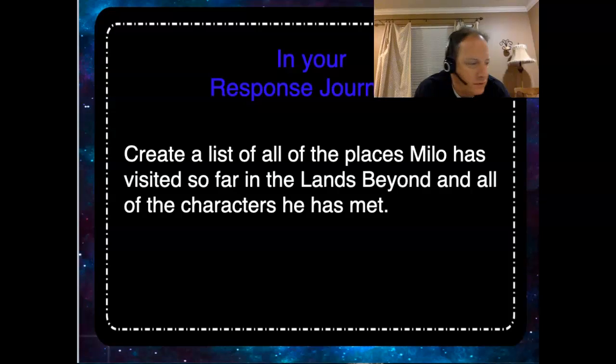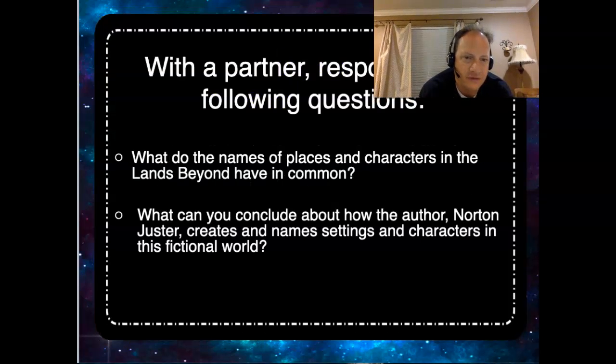And we want to go to our response journal. Now, again, we've not officially been keeping a response journal. Typically, we do that on a piece of paper, so if you want to, you can write down your answer. The response journal for this lesson is: create a list of all the places Milo has visited so far in the lands beyond and all the characters he has met. So again, you're making a list of all the places that Milo has visited so far in the lands beyond and all the characters he has met. All right, we'll go to the next slide.